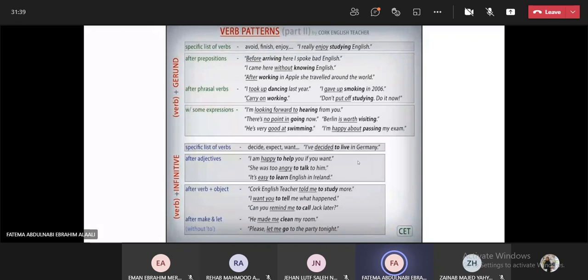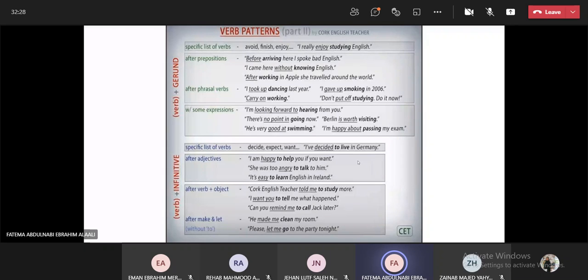The second one is after a phrasal verb, like: I took up dancing last night. Carry on working. I give up smoking. Don't put off studying. Do it now. So after phrasal verbs. What are phrasal verbs? A phrasal verb is a verb plus a preposition that, when we join them together, gives a different meaning than each one standing alone. So after phrasal verbs, we have to form the verb with the gerund.